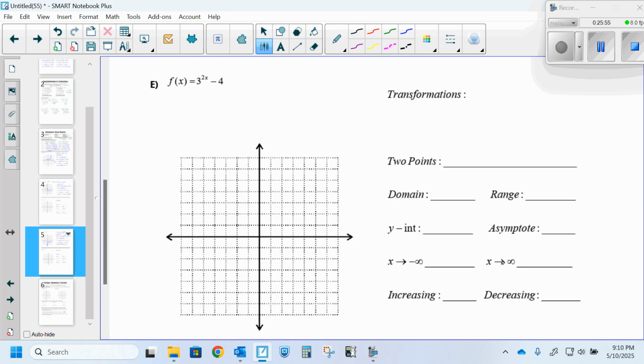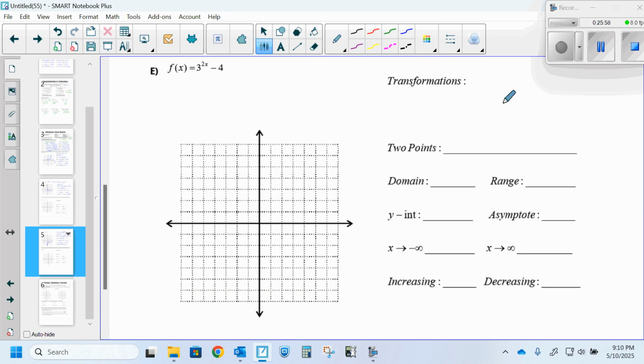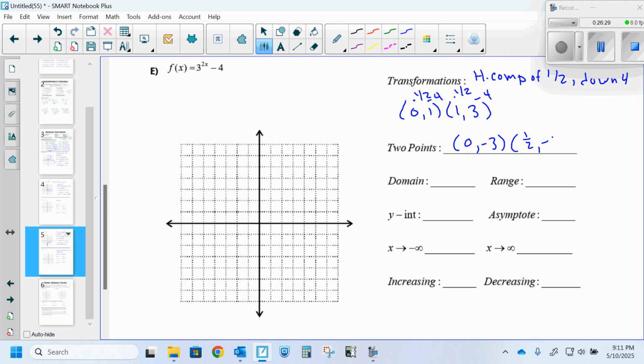Okay, this is our last graphing example. All right, transformations. This has a horizontal compression of 1/2 and down 4. My base is bigger than 1, so I'll do (0, 1), (1, b). Okay, and for the 1/2, we're going to multiply your x values by 1/2, and you're going to subtract 4 from your y values because it's going down. So that's going to be (0, -3), (1/2, -1), asymptote at y = -4.